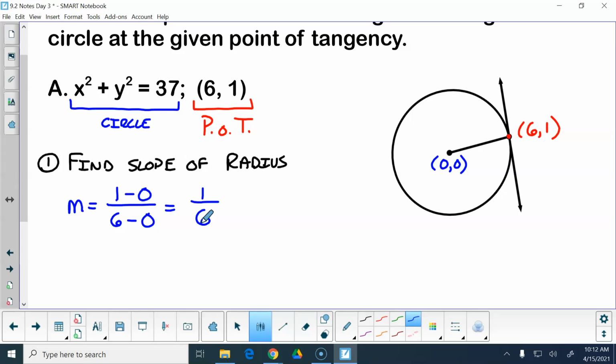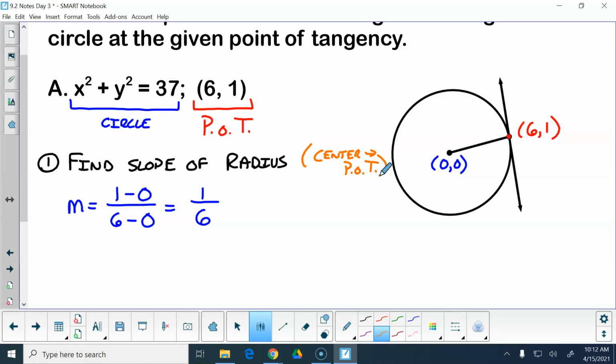If we did it the other way, we would have gotten 0 minus 1 over 0 minus 6, which is -1 over -6, which still reduces to 1/6. So that's the first thing you're going to do. You're going to find the slope of the radius, and you're going to use the center and the point of tangency. Those are the 2 points that you're going to use.